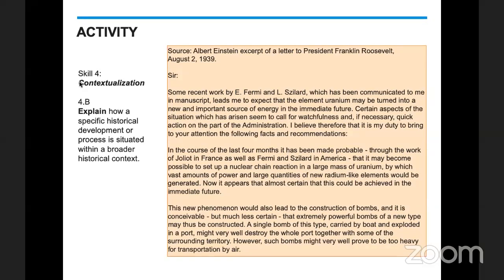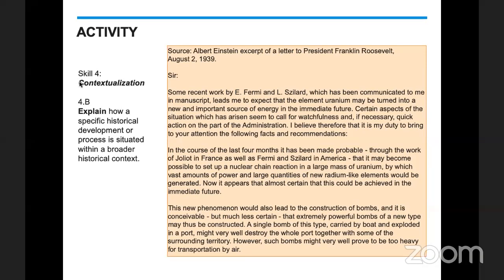I believe, therefore, it is my duty to bring to your attention the following facts and recommendations. In the course of the last 4 months, it has been made probable, through the work of Joliot in France, as well as Fermi and Szilard in America, that it may be possible to set up a nuclear chain reaction in a large mass of uranium, by which vast amounts of power and large quantities of new radium-like elements would be generated. Now it appears almost certain that this could be achieved in the immediate future.